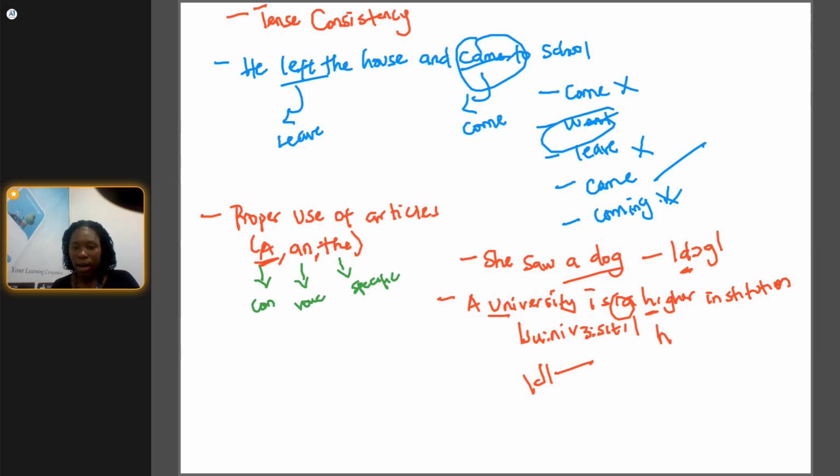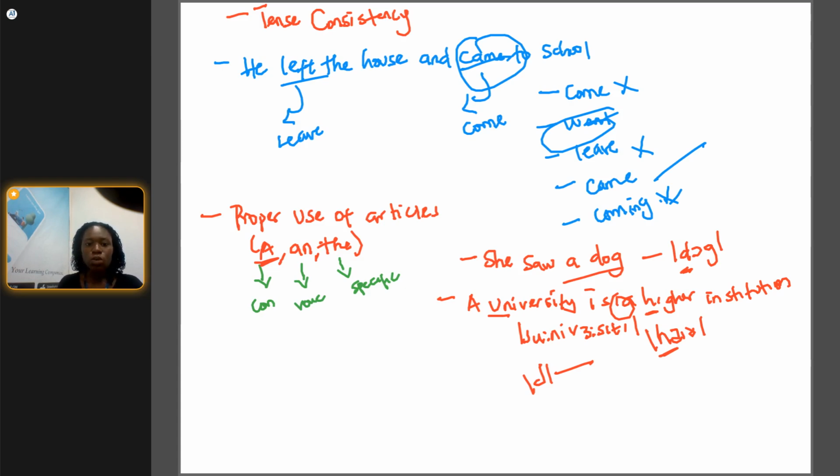So this sound is a consonant sound. If you transcribe it, you have higher. So since this is a consonant sound, the article that comes before it is definitely a. So a university is a higher institution. All right. So when you're filling the gap and you need to choose the articles, you already know that for a, you're definitely picking the words that have consonant sounds.